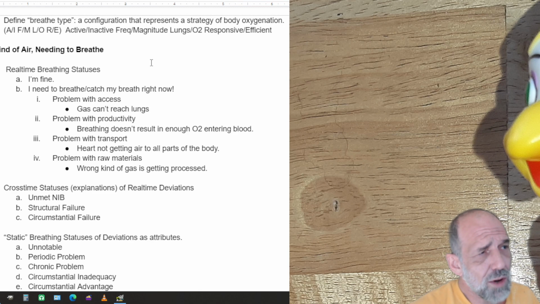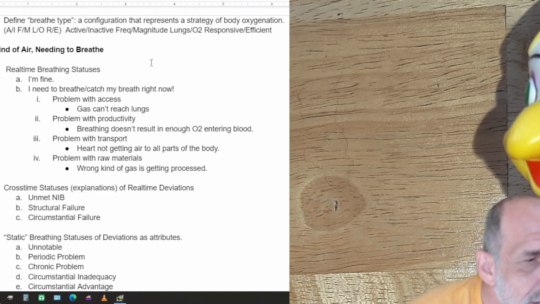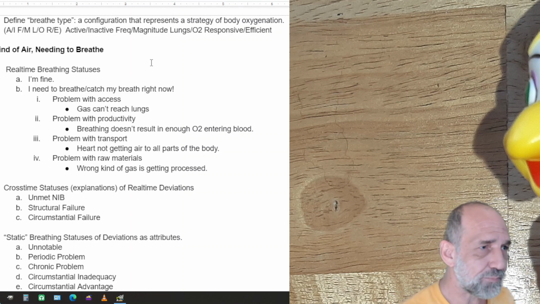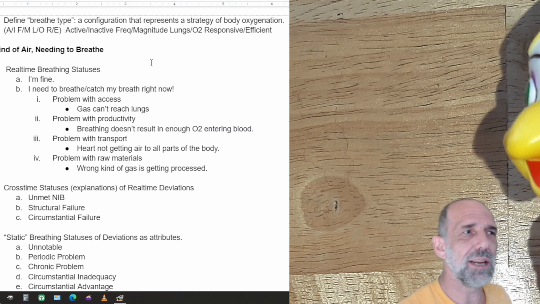Or you've got a problem with the raw materials. The wrong kind of gas is being processed. So when I do nitrous, whippets hits, and then after I've held a couple of them, I go, I gotta breathe really hard, right? Okay. It's not because I didn't have an adequate amount of gas in my lungs, it's because it was not the kind of gas that I needed to breathe.